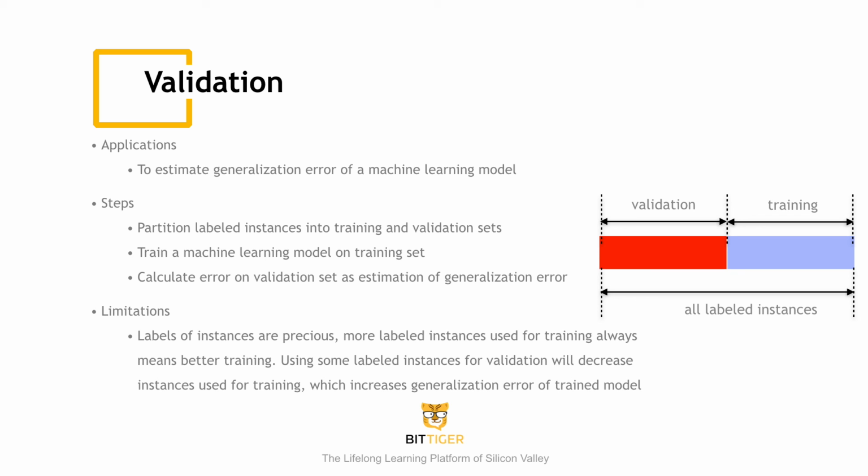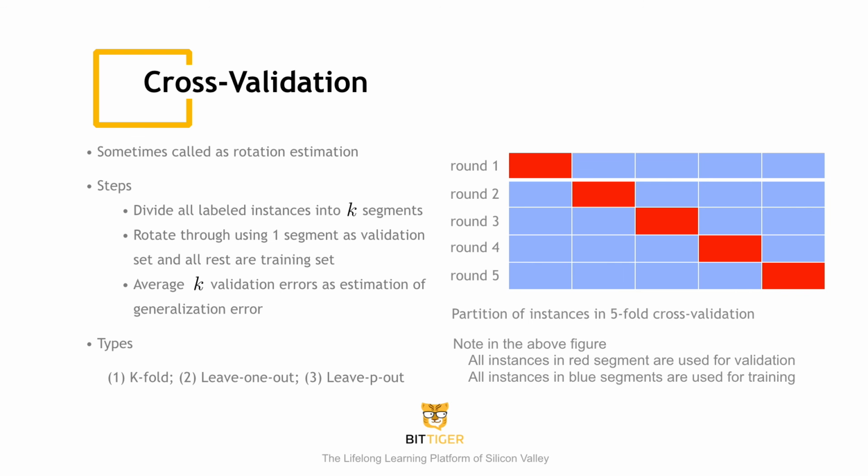One disadvantage of partitioning all labeled instances into training and validation data is that fewer labeled instances will be used for training, which will in fact decrease the accuracy of the trained model, because less training data usually means worse trained machine learning models. One feasible approach to solving the problem of less training data is cross-validation.